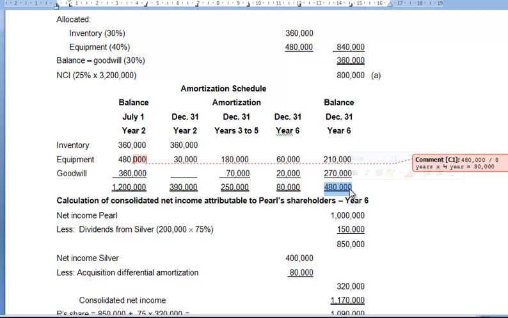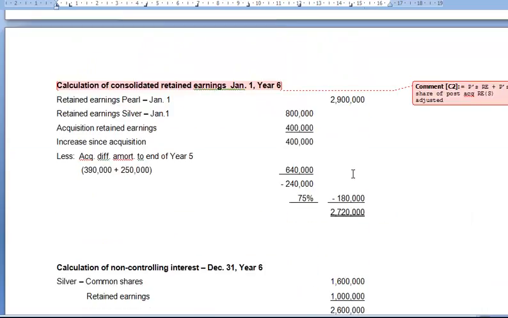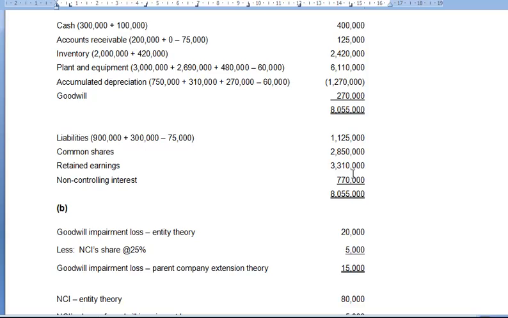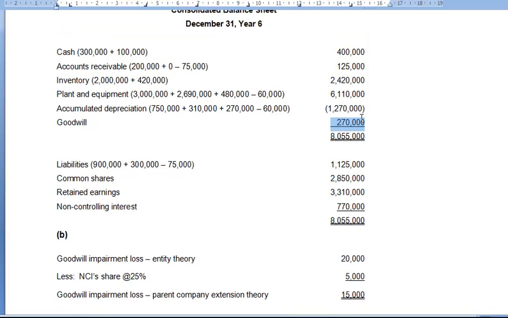This piece gets allocated in part to NCI at 25%, and you're going to need this number here to put in your consolidated balance sheet. So this has a lot of very valuable information in it, so you do need to know how to do this and do it correctly. All right, so now we've got that on the balance sheet, way down here, right? And now let's go look at the plant and equipment and accumulated depreciation.